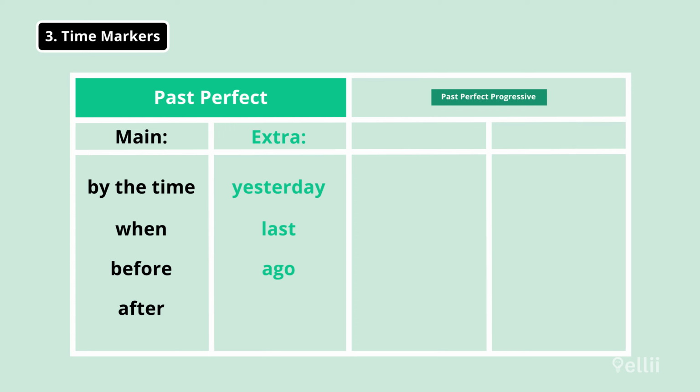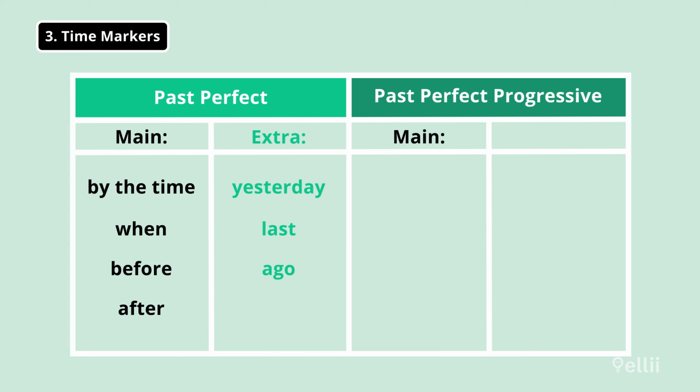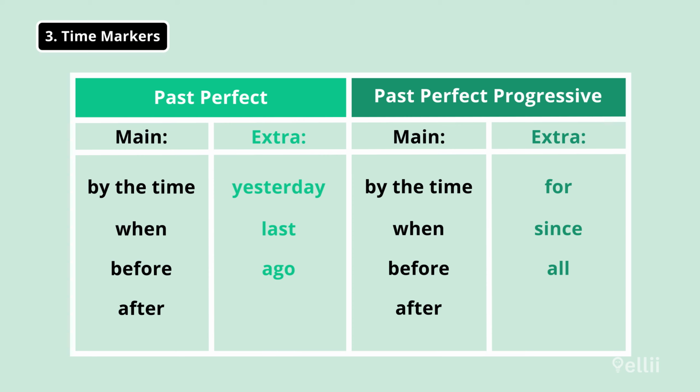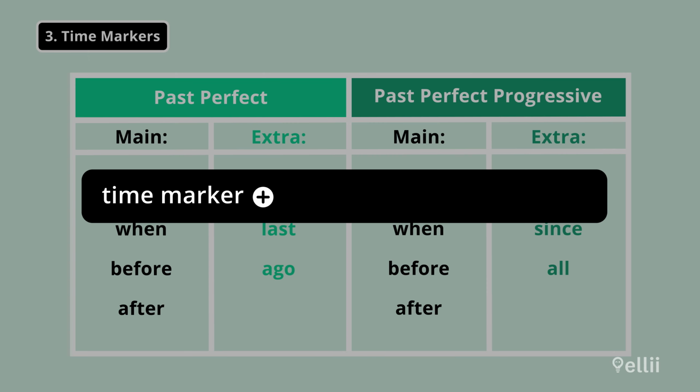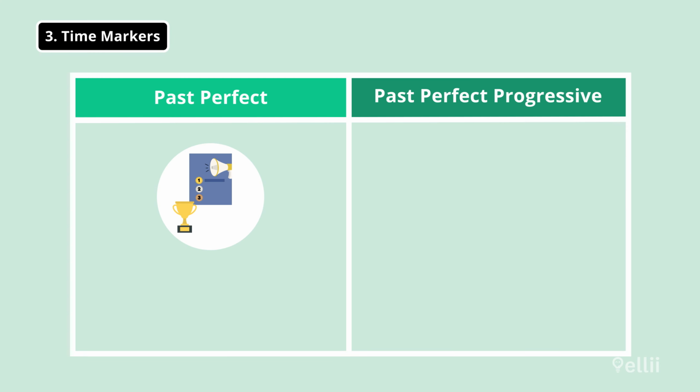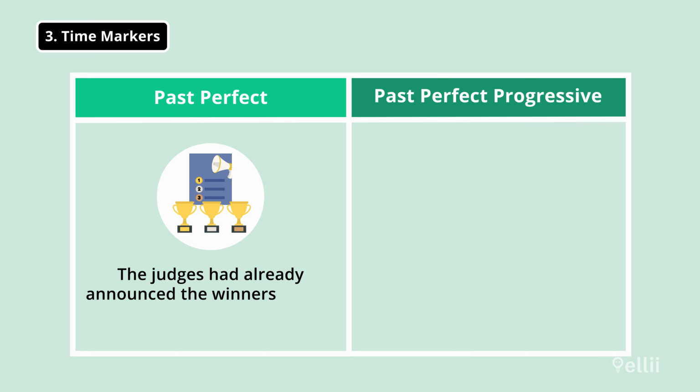The time markers for the past perfect progressive also include by the time, when, before, and after. Note that additional time markers like for, since, and all are also typically used to show a continuing action. The main time markers appear at the beginning of the clause with the simple past verb. For example, we can say, the judges had already announced the winners by the time, when, or before they handed out the trophies.